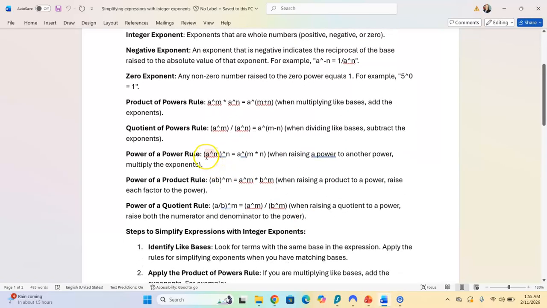And then here where we talk about the power rule, a to the m power, a to the m times n. That little star right there is a multiplication sign. So that just helps you read the notes. Upside-down V means to the what power, and then the star button is multiplication.